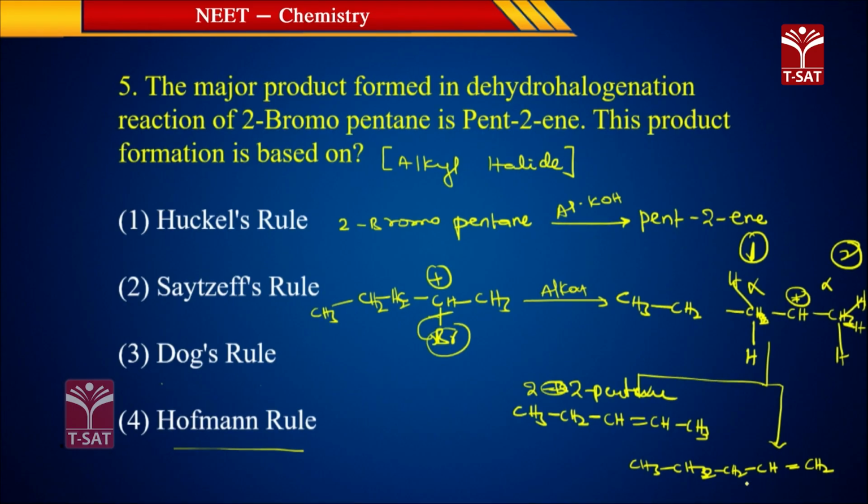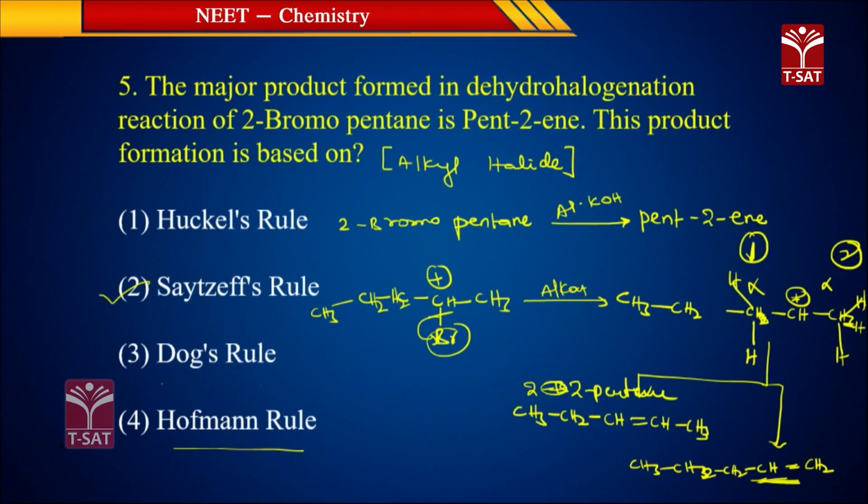Second compound is pent-1-ene. So, this is Saytzeff rule. According to Saytzeff rule, the more substituted product is the more stable. Here this one is more substituted, with more alpha hydrogens. In the first compound you have 5 alpha hydrogens, and in the second compound you have only 2 alpha hydrogens. More alpha hydrogens means more stable. The more stable product is formed according to the Saytzeff rule. The more substituted product is the more stable product.